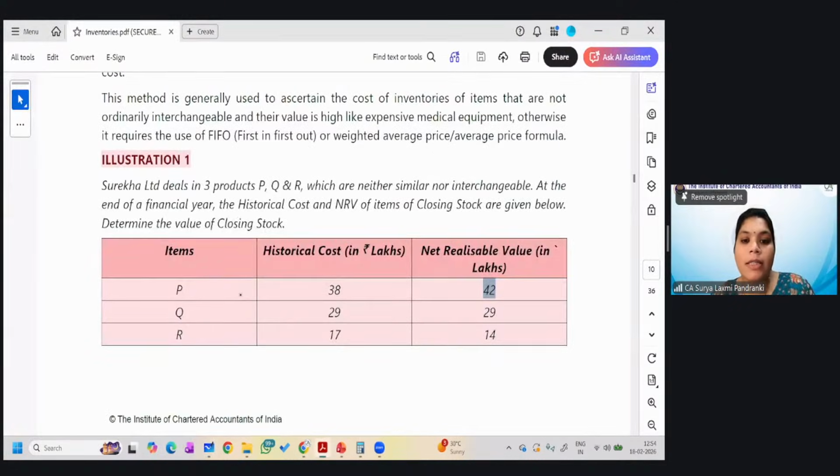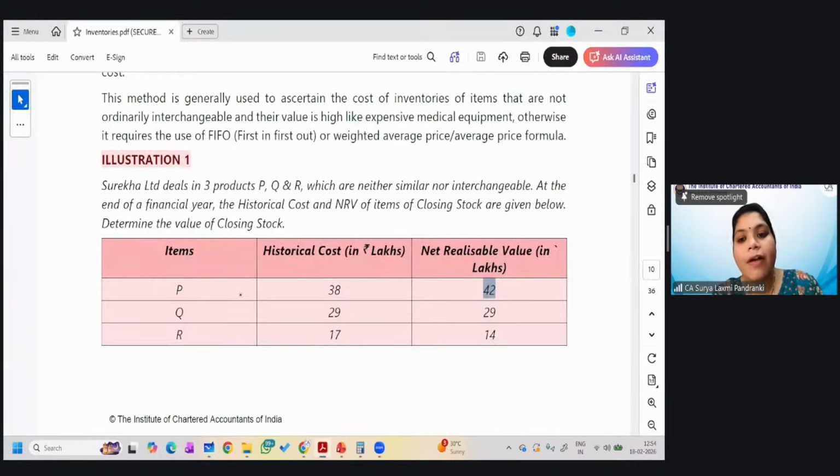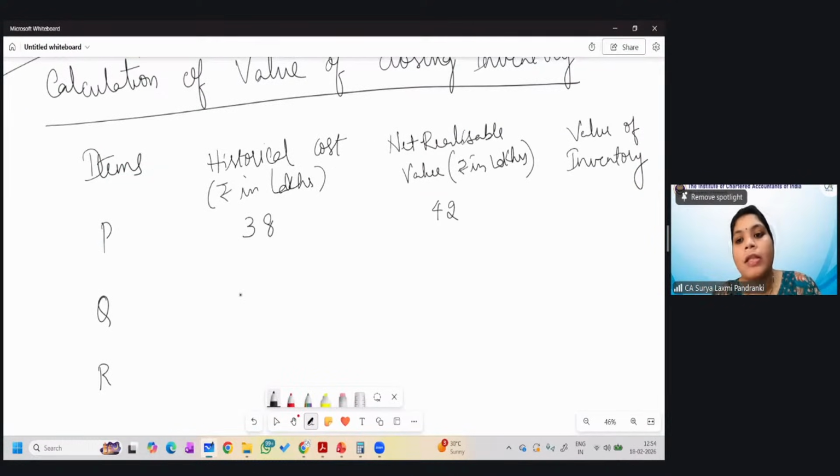Now, what is the historical cost we have? We have purchased this for 38 lakhs and the net realizable value is 42. So what is the value of inventory here? The closing inventory will be this or this, whichever is lower. So the value will be 38.